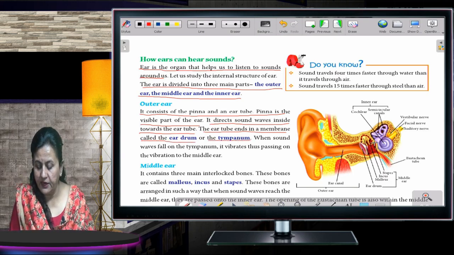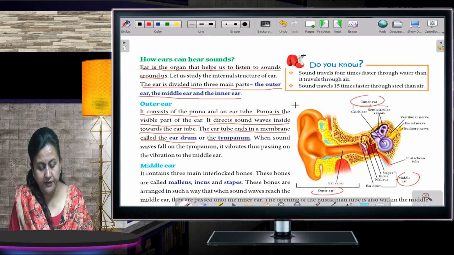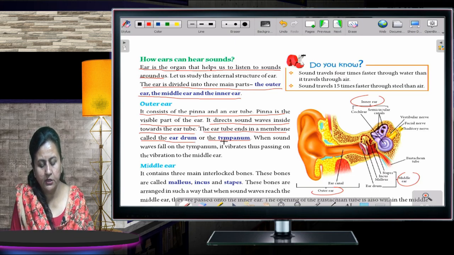As you can see over here, this diagram is there. The outer ear is shown, the middle ear has been seen. The outer ear, the middle ear, and the inner ear have been shown. Fine. Now the ear tube that ends in a membrane is called the eardrum or tympanum.